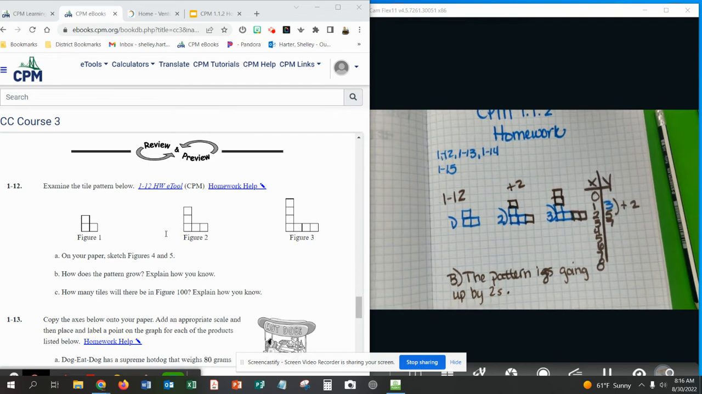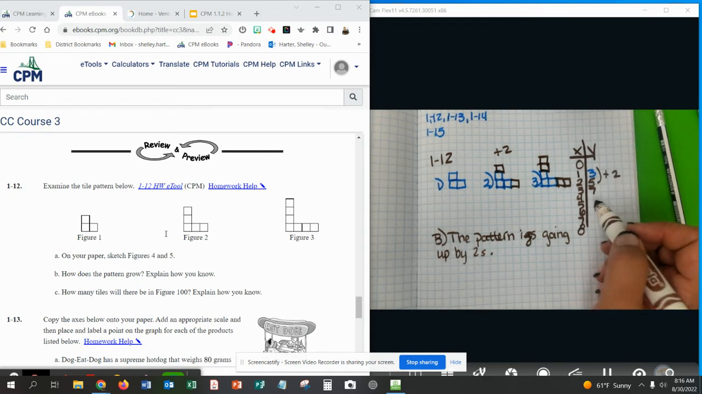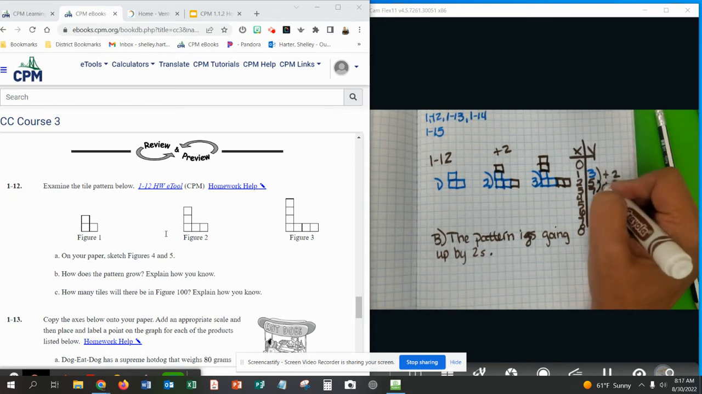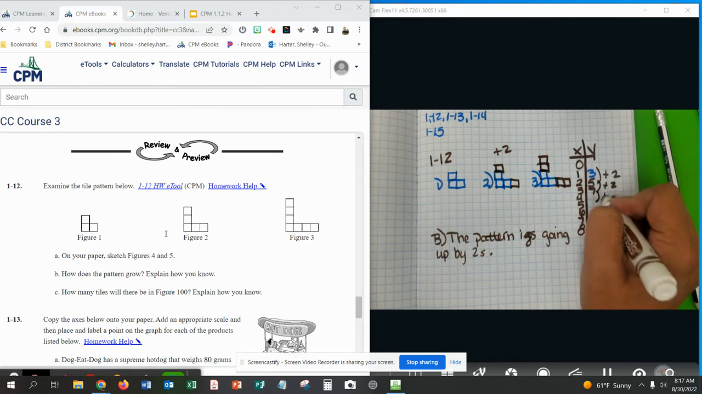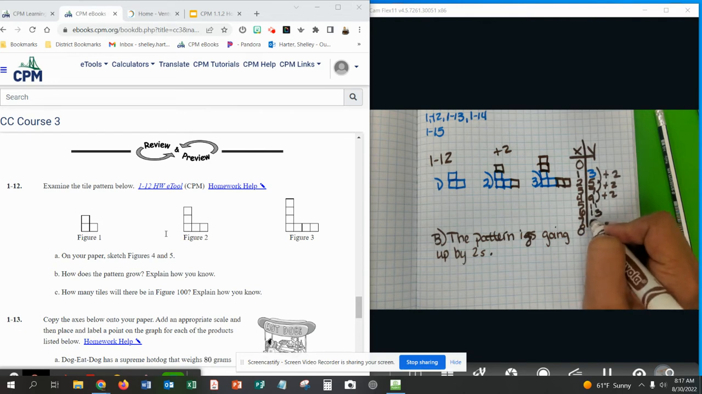Now, the last question is about 100. So if it's going up by 2s, like this, +2, +2, you'll notice that this is 9, this is 11, this is 13, this is going to be 15. I'm sorry, I've had quite a few cups of coffee, but I'm just not really there. And this is going to be 1.